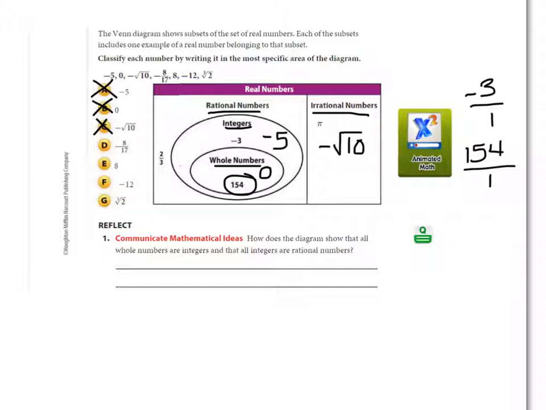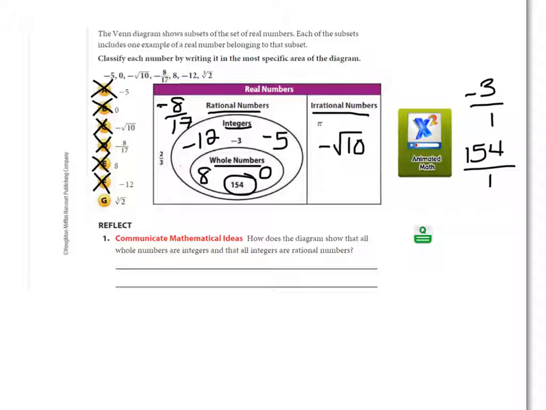D, -8/17. Again, don't be fooled by the negative. It's a fraction that can't be simplified, so it only goes into the rational numbers. E, 8 is a whole number. It's like the 0 and the 154, so it's also an integer and also a rational. F, -12. Hopefully after that -5 you put that in the integer circle, which means it's an integer and a rational.